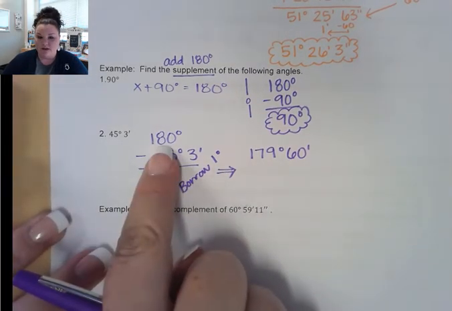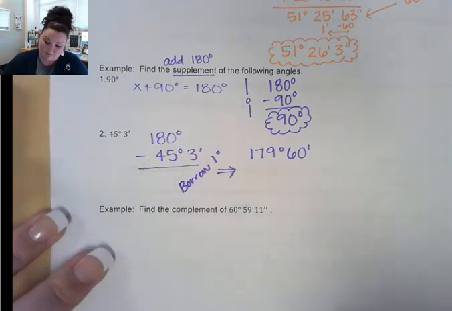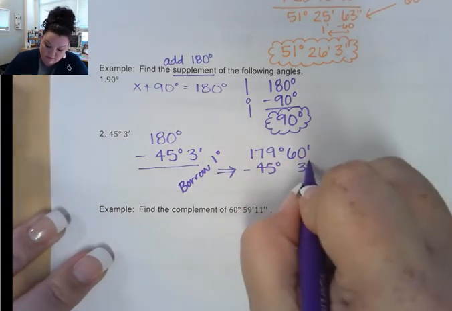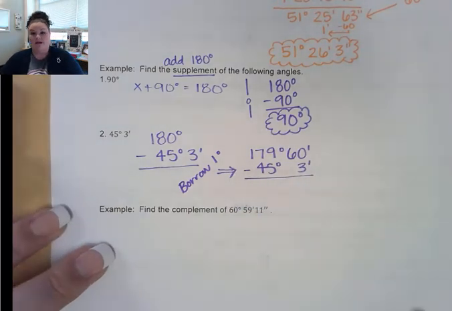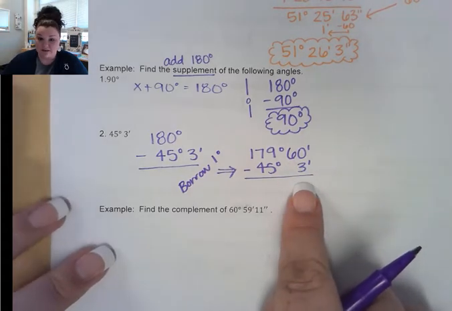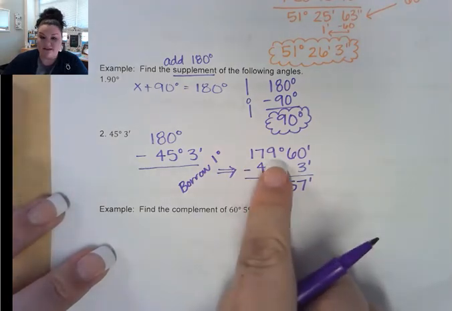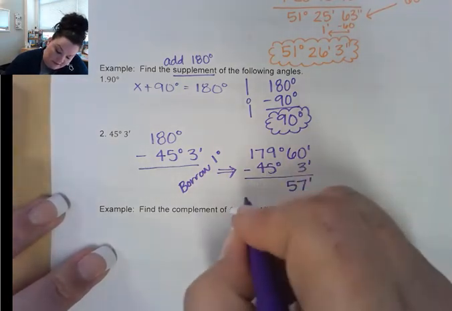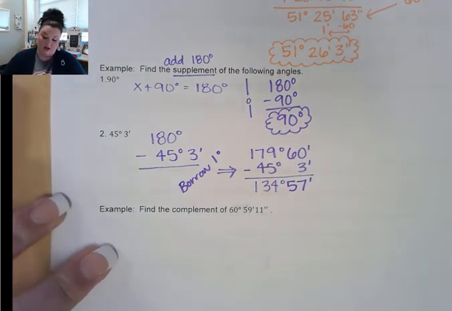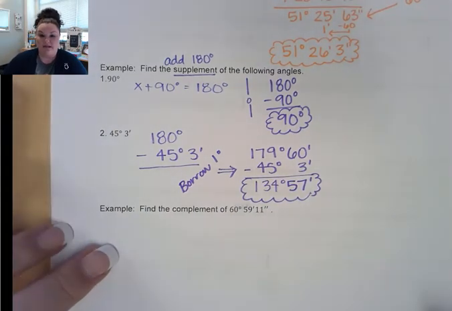Okay, I'm just borrowing a degree so that I can write it in minute form so that I can do this subtraction. So now I'm going to go ahead and rewrite my minus 45 degrees 3 minutes. And now I can go ahead and move on. Okay, so if I do 60 minutes minus 3 minutes, that gives me 57 minutes. And then 179 minus 45 leaves me with 134 degrees. So I end up with 134 degrees and 57 minutes. Okay.